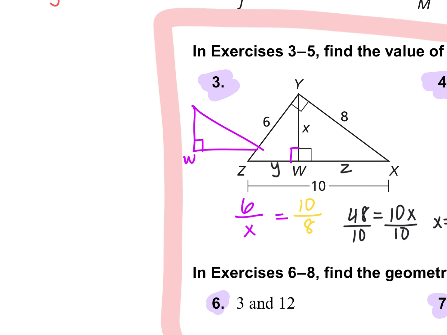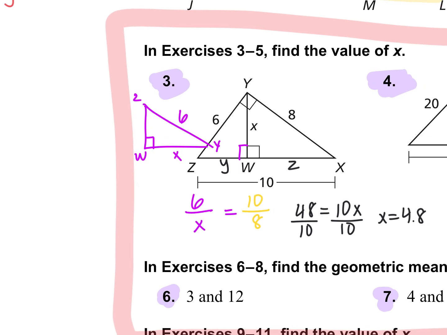I have W, Z, Y, and then my sides are 6 and X. Okay, do you see where I'm getting those numbers from? Yeah. Okay, and then my larger triangle I did in yellow. Here's my right angle, which was Y, and then I have Z and X.